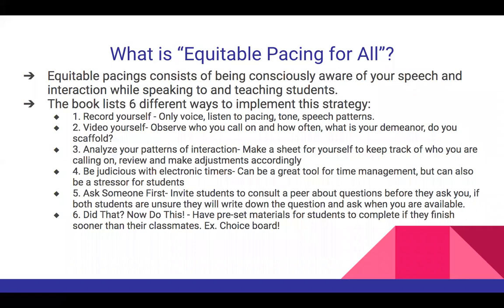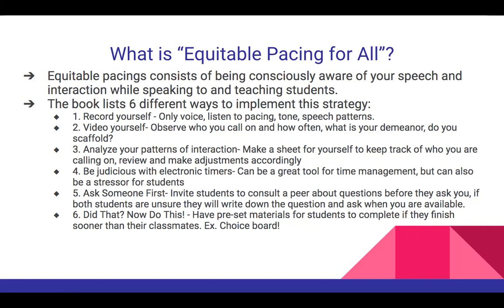So, getting started, what is equitable pacing for all? Equitable pacing consists of being consciously aware of your speech and interaction while speaking to and teaching students. This strategy was interesting for me, and you'll see as we go on that it is more for the teacher, in the sense that the students are not necessarily playing an active role in implementing it. It is something for the teacher to do to monitor themselves to create a more efficient environment in the classroom.